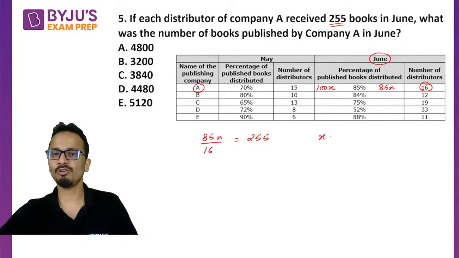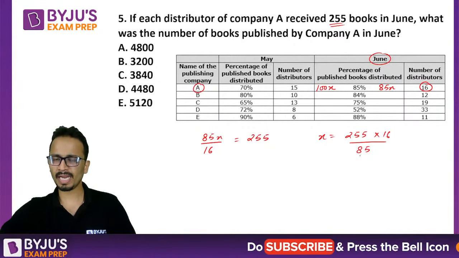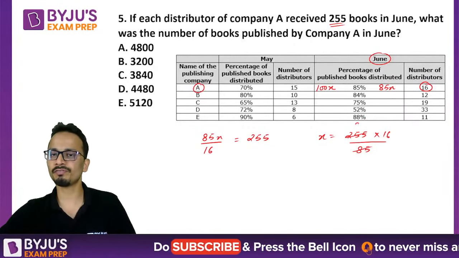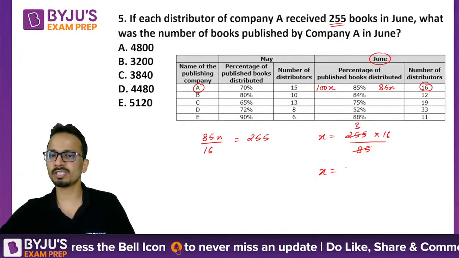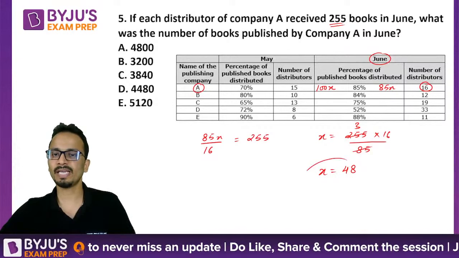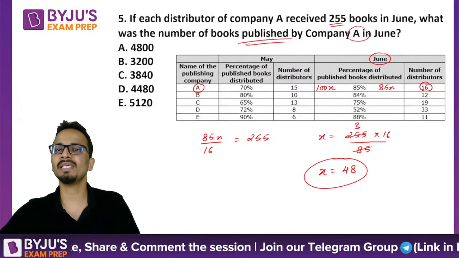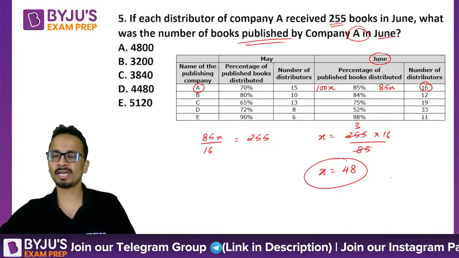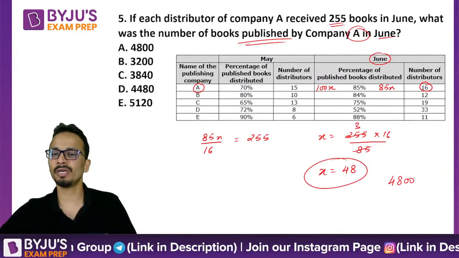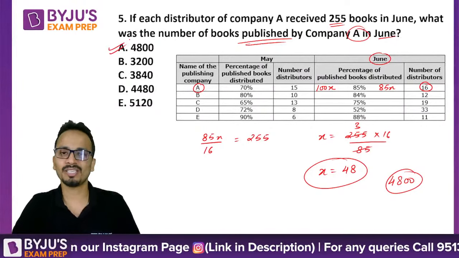So the value of x will come out to be 255 multiplied by 16 divided by 85. Now 85 into 3 is 255. So the value of x will come as 3 into 16, which is 48. So the value of x is 48. Now I want the number of books published by company A in the month of June, which was 100x. So 100x, that means 4800 will be the final answer. And the correct answer, yes, it is option A.